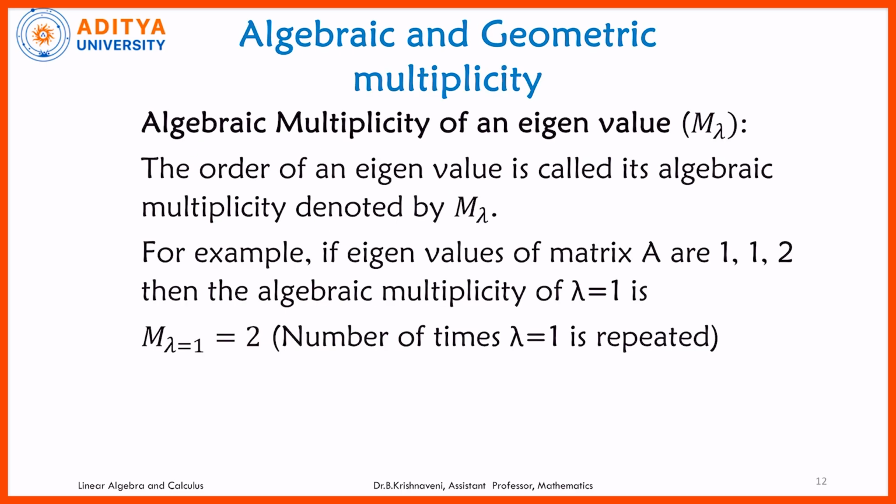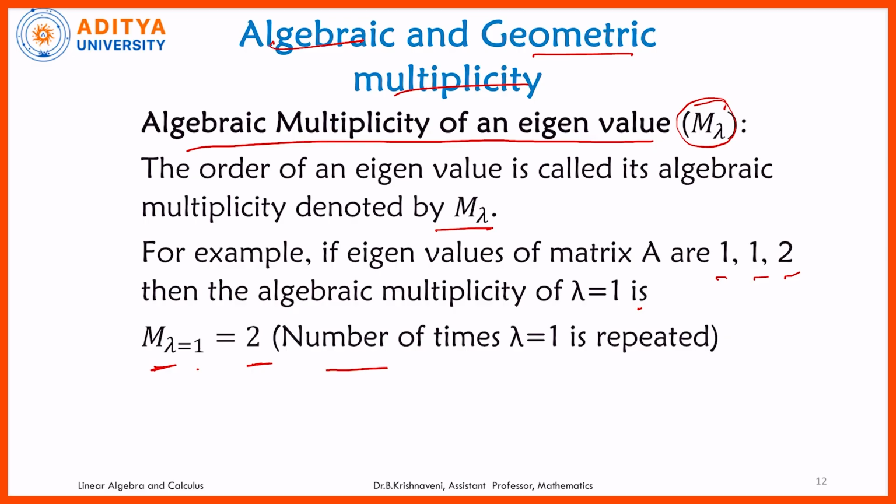Next is algebraic and geometric multiplicity. First, we will discuss the algebraic multiplicity of an eigenvalue. Let us represent it with m(lambda). The order of an eigenvalue is called its algebraic multiplicity. For example, if the eigenvalues of the matrix are 1, 1, 2, then the algebraic multiplicity of lambda is equal to 1, m(lambda is equal to 1), is equal to 2.